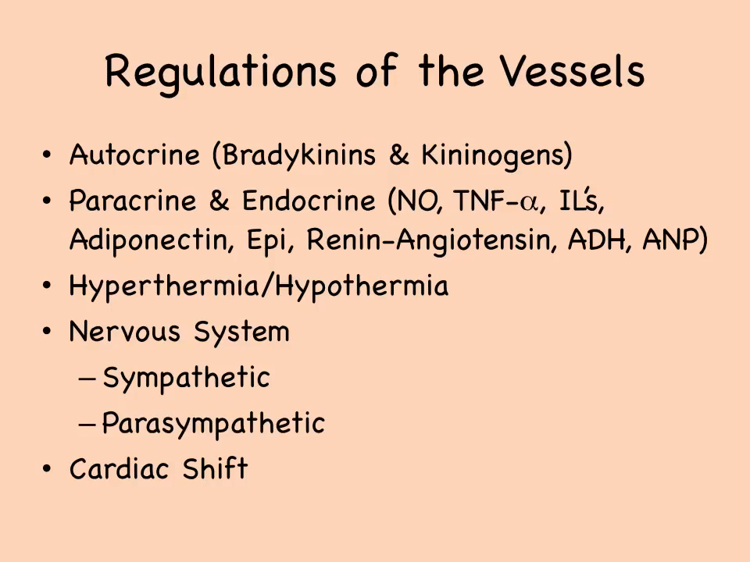We also have signaling based off of hyperthermia and hypothermia that's going to regulate the diameter of the vessels based off of baroreceptor responses. We also have nervous system signaling, primarily from the autonomic nervous system via sympathetic as well as parasympathetic signaling. And we have issues of cardiac drift and cardiac shift. We're going to look more detailed into the cardiac drift and cardiac shift in a few minutes. It's basically going to dictate where flow of the blood's going to go based off of metabolic demand.